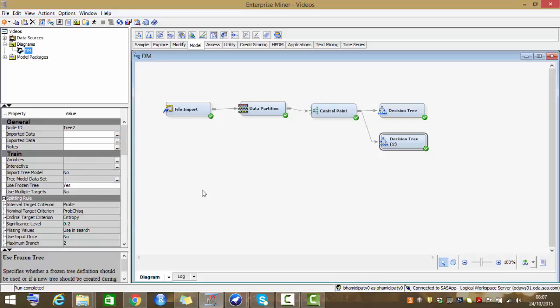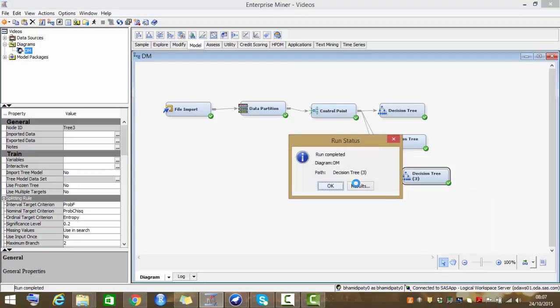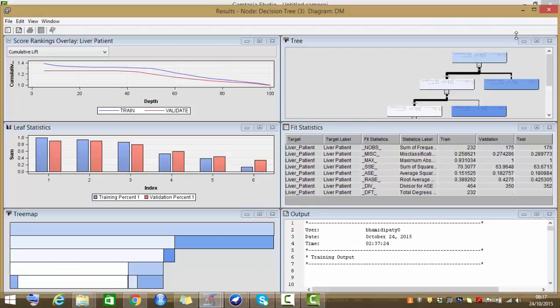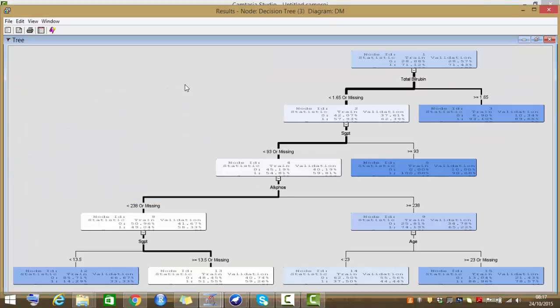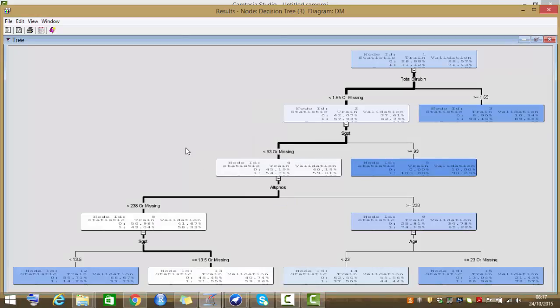The frozen tree prevents the maximal tree properties from being changed. So I want to implement this model on the validation dataset as well. So I'm running this node. Let's see the result of that. Let's see the tree. So this is the optimal tree that the algorithm has come up with on the validation dataset after pruning.